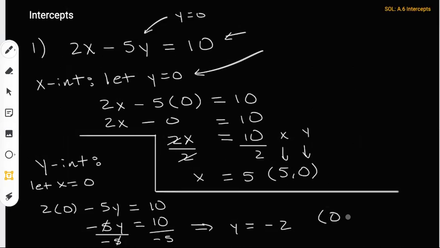So when I write my ordered pair, I make it 0, negative 2. Keep in mind that y is negative 2. That's what we solved for. But the x value is 0, and that's because we already assumed over here that x was going to be 0 before we even started. So that's how to find the x-intercepts and the y-intercepts.